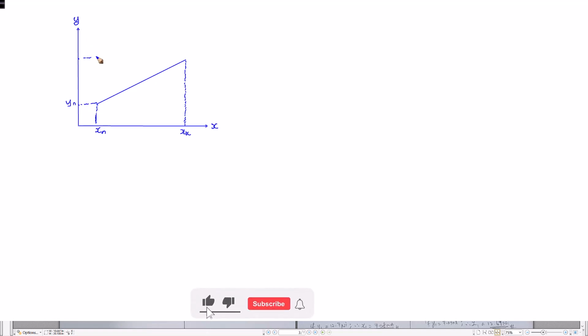Then the point here is yx, or maximum y. Okay, and let's say I draw a dotted line here. It will become like that. Okay, so as we know, m equal to m0 equal to m1 equal to m2 and so on.